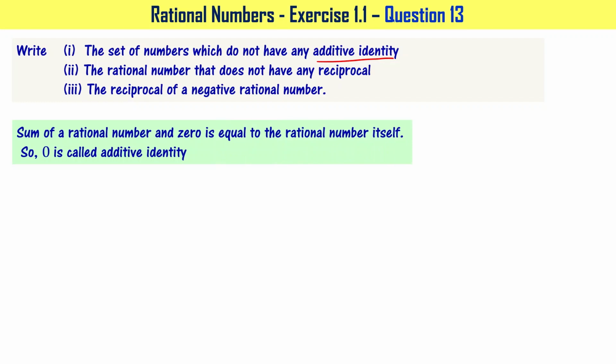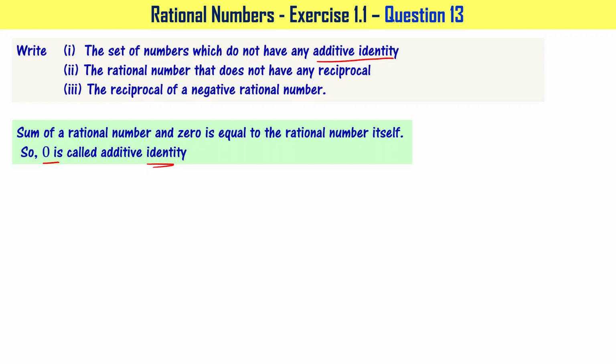Sum of a rational number and 0 is equal to the rational number itself, right? That's why 0 is called additive identity of rational numbers, right? Similarly, sum of an integer and 0 is equal to the integer itself, right? That's why 0 is additive identity for integers also, right? Same is true with whole numbers. When you add a whole number with 0, what you get is the whole number itself as the answer, right? That's why 0 is called additive identity of whole numbers also.